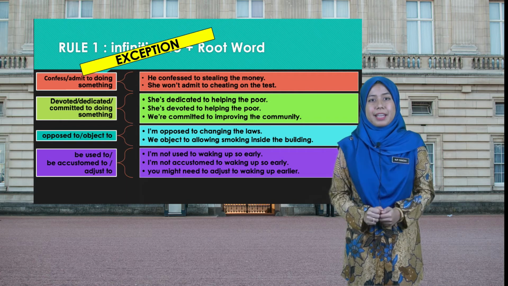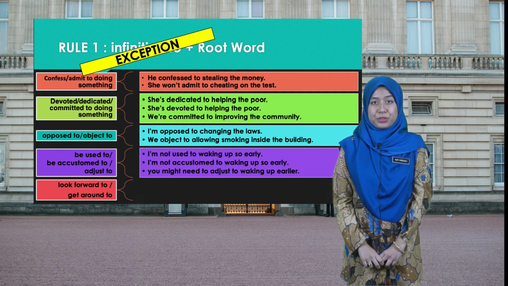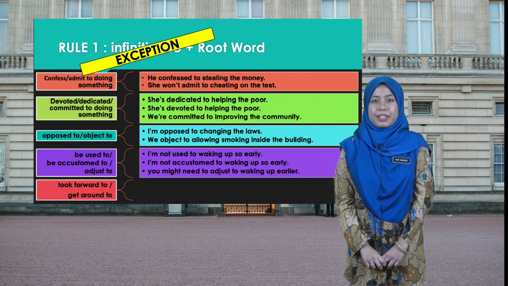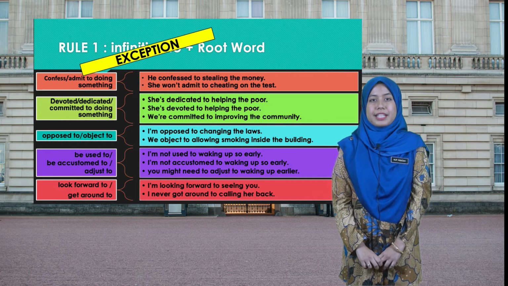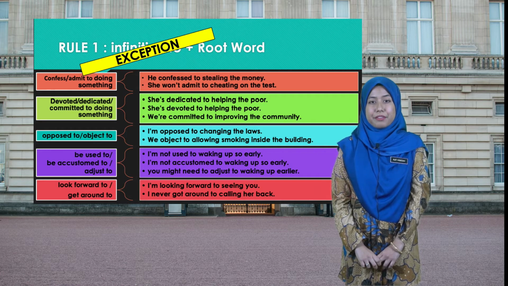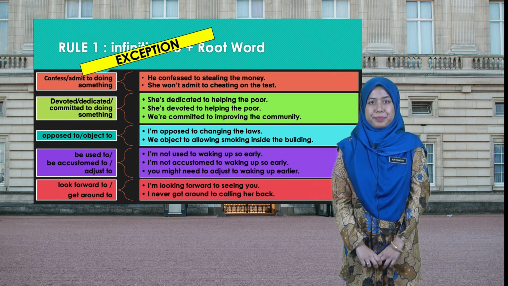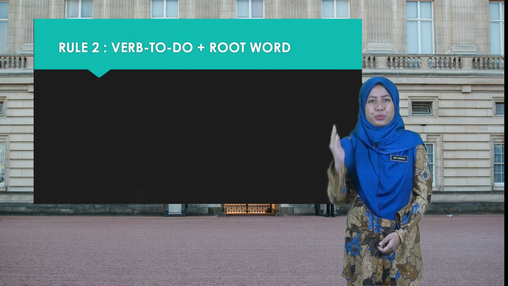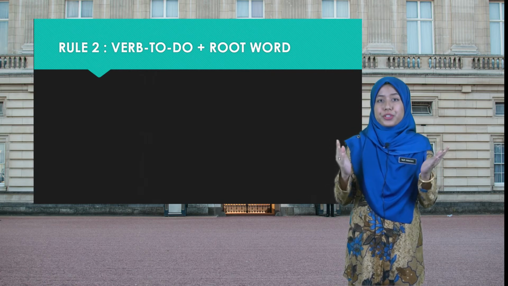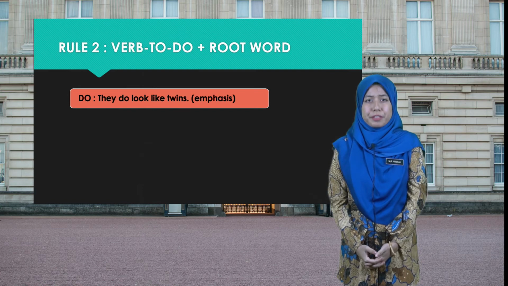Now the final exception, if it has look forward to and get around to. So the example is, the first one, I'm looking forward to seeing you. Second example, I never got around to calling her back. Now let's take a look at the second rule, root word after verb to do. Do you have any idea of what is a verb to do?